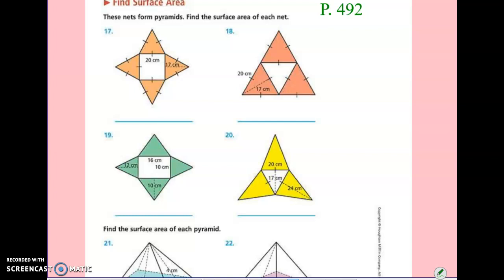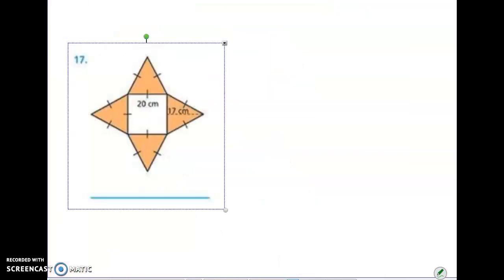And what I did is I just made these pictures a little bit bigger. They say these nets form pyramids. Find the surface area of each net. So here's the first one right here, number 17. If I'm noticing, I've got these right here. Those mean those lengths are all the same size. So I know that this base right here is a 20 by 20 square.